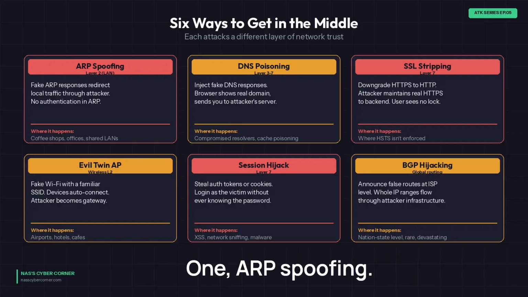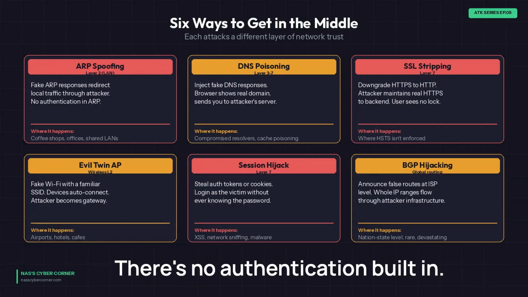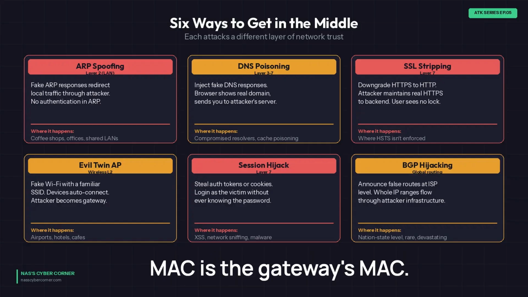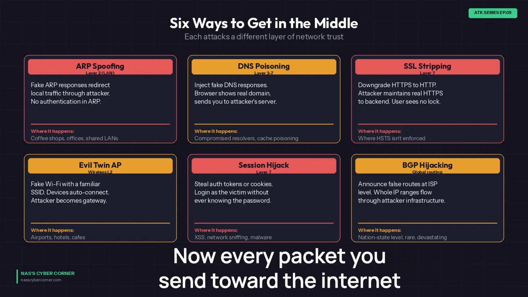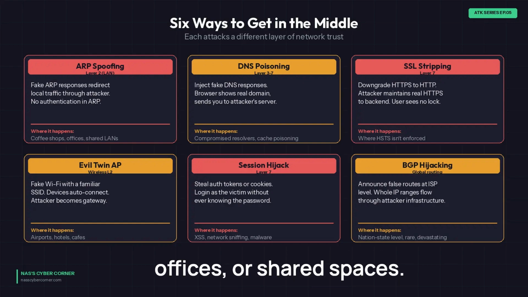1. ARP spoofing. On a local network, ARP maps IP addresses to MAC addresses. There's no authentication built in. An attacker broadcasts fake ARP responses, claiming their MAC is the gateway's MAC. Now, every packet you send toward the internet goes through them first. Local network only, but devastating in coffee shops, offices, or shared spaces.